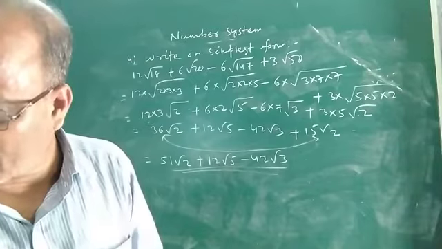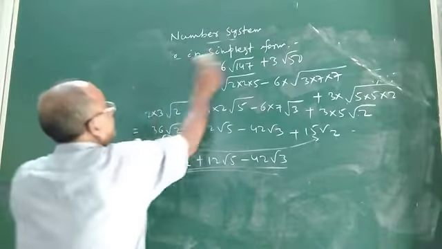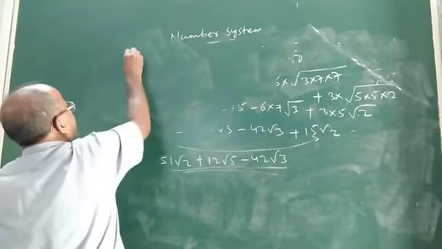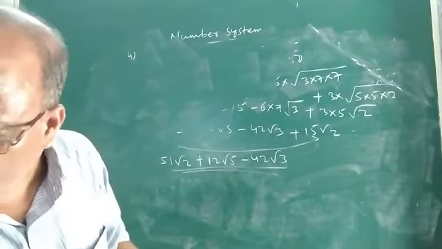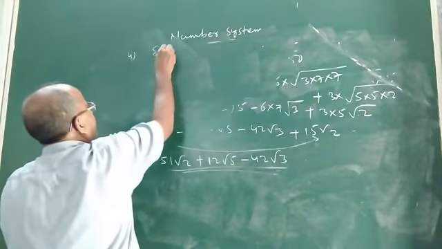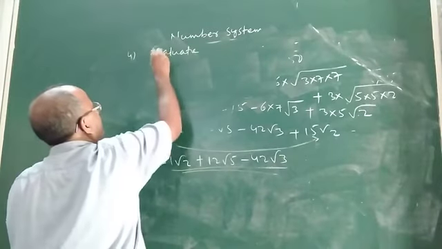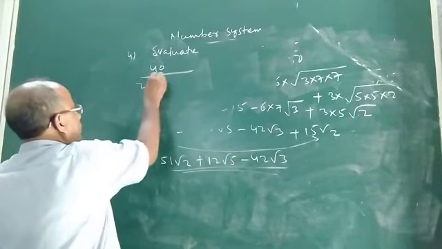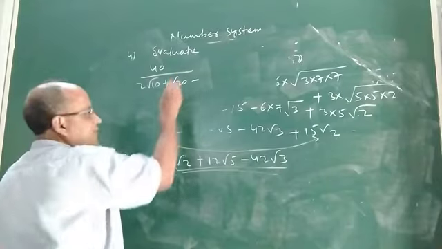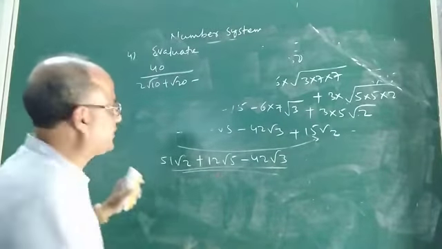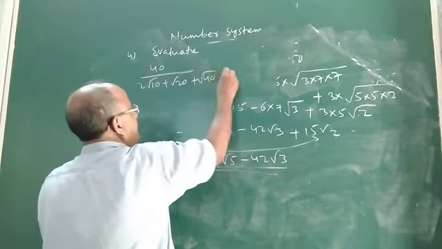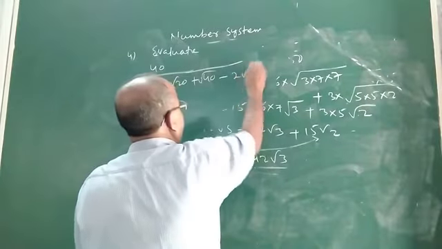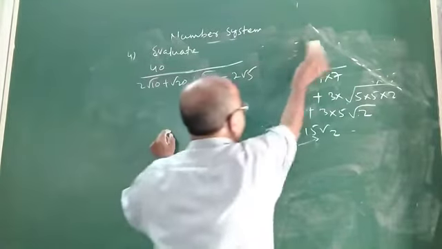Suppose you are given, you see, evaluate. Let me discuss another question. These are all questions on irrational numbers. Suppose you are given a question like this, evaluate 40 by 2 root 10 plus root 20 plus root 40 minus 2 root 5. Now the question is, evaluate this expression.